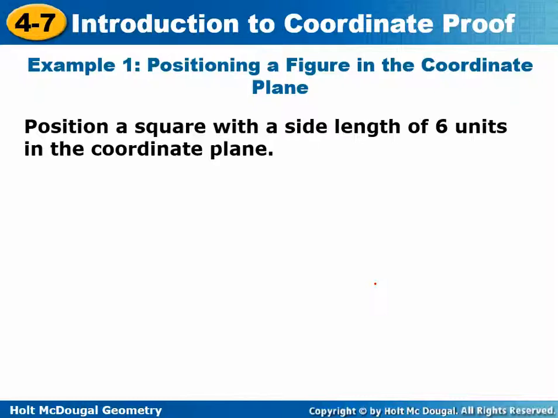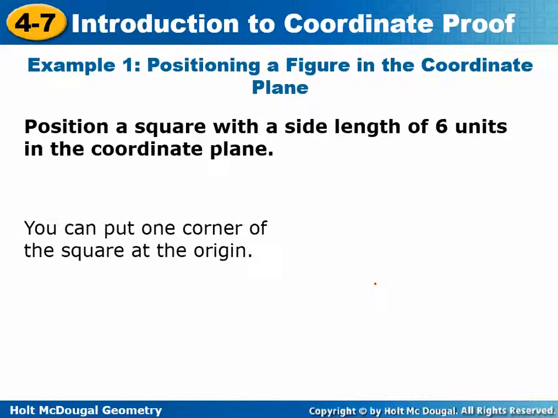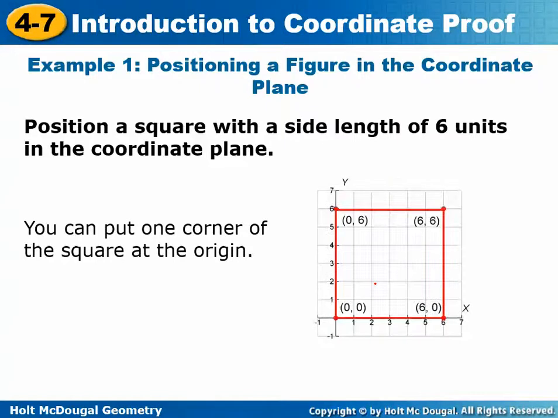All right, so in this question, they ask you to position a square with side length of 6 units in the coordinate plane. So probably the easiest way is to draw your x and y axes, or you'll have a graph, and then to put the bottom side along the x-axis and the left side against the y-axis, and then your coordinates, because part of what you're going to be doing is finding the coordinates then.